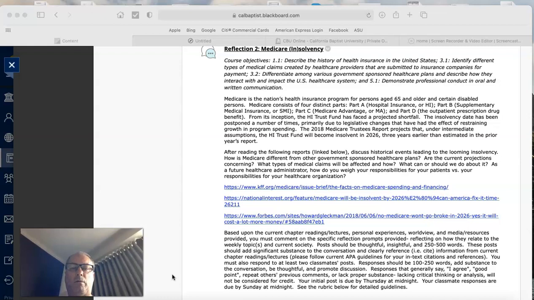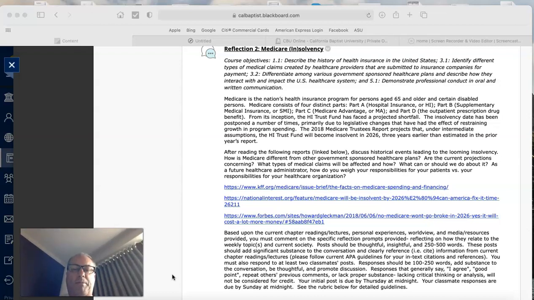As it relates to Medicare this week, we are going to discuss it. It is the nation's health insurance program for persons age 65 and older and certain disabled persons. Medicare consists of 4 distinct parts. Part A, which is hospital insurance. Part B, which is supplementary medical insurance, what you typically would use for a physician when you see a physician or in a physician's office. Part C, which is Medicare Advantage, or a Medicare version of managed Medicare, and Part D, which is the outpatient prescription drug benefit.